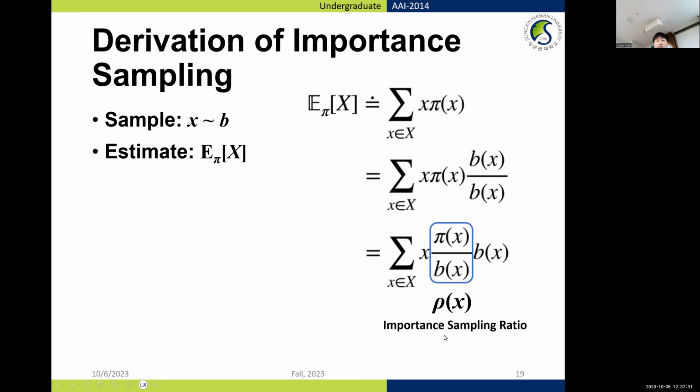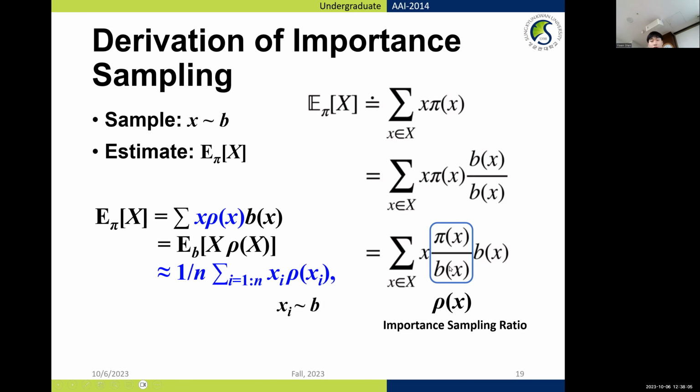So we call this rho x the importance sampling ratio. You see here, we derive this expectation of random variable x based on pi, and then we move to estimate it based on Bx, which is another distribution, but we just give a ratio to adjust the variable's scale.